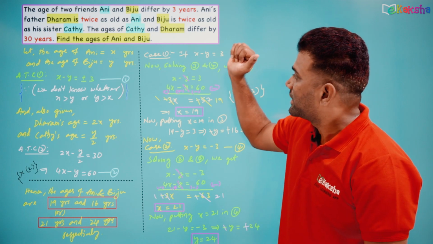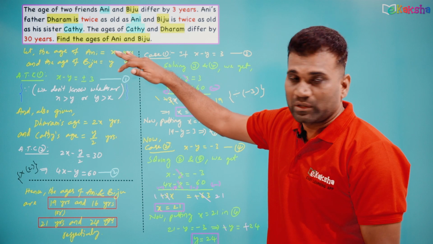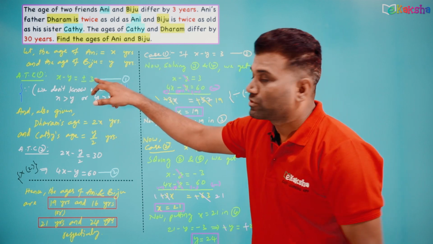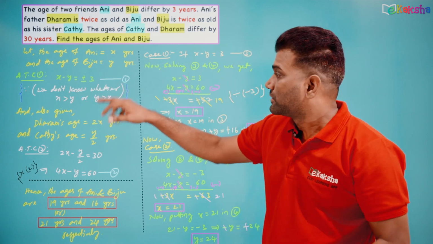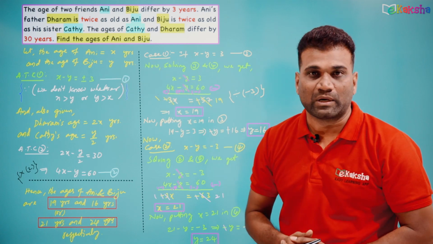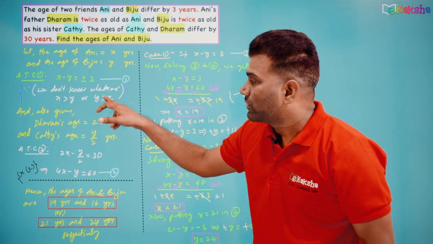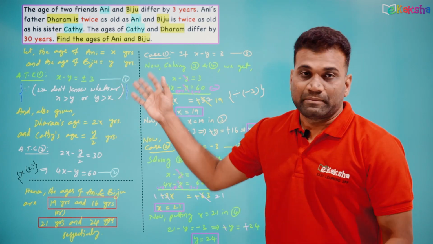And according to the first condition, these two ages differ by 3 years. So we don't know who is older. So x minus y is equal to plus or minus 3. So we can formulate the equation like this. Let us take this as equation number 1. We have taken equation number 1 since x is greater than y or y is greater than x. So anyone can be older.